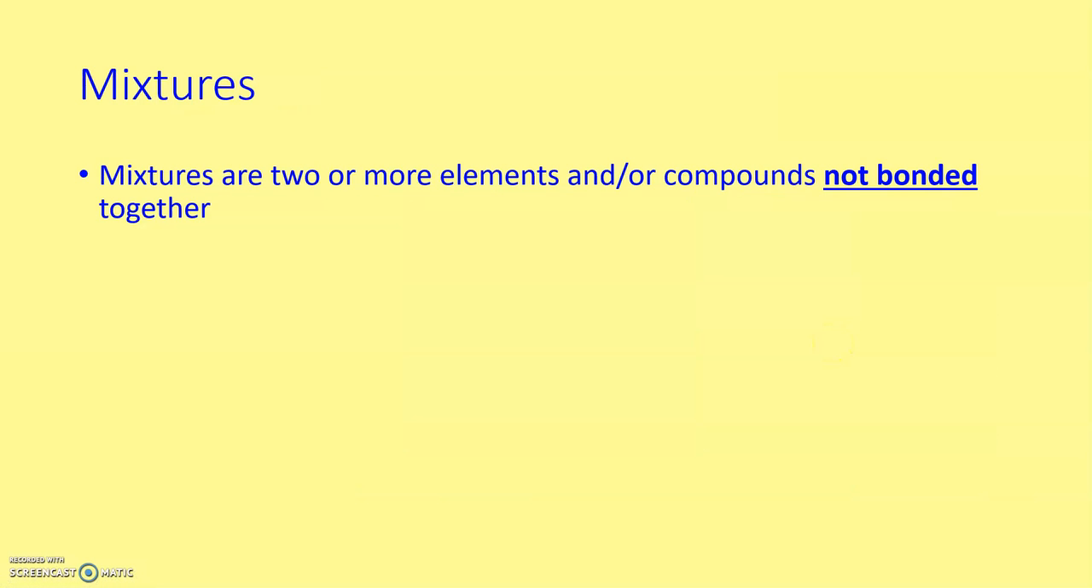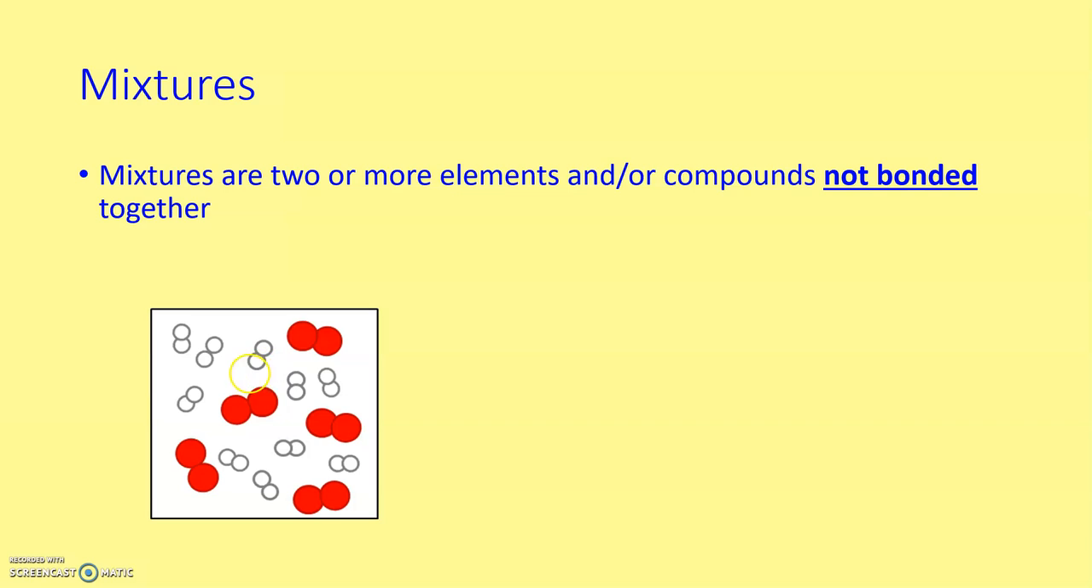The third and final key definition is for mixtures. Mixtures are two or more elements and/or compounds, but they are not bonded together. So the first example of a mixture is a mixture of elements.